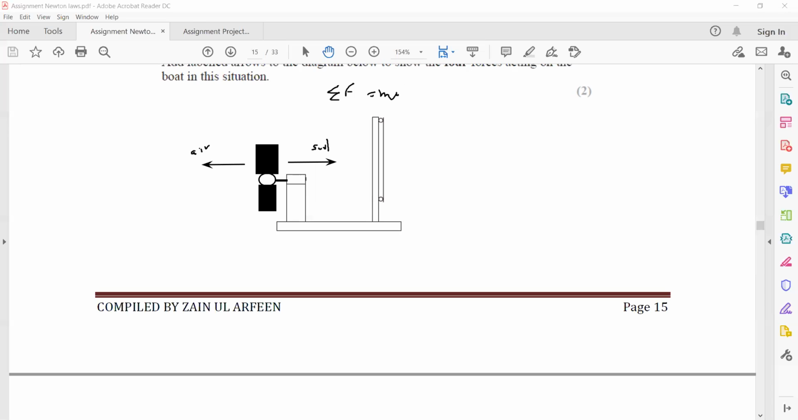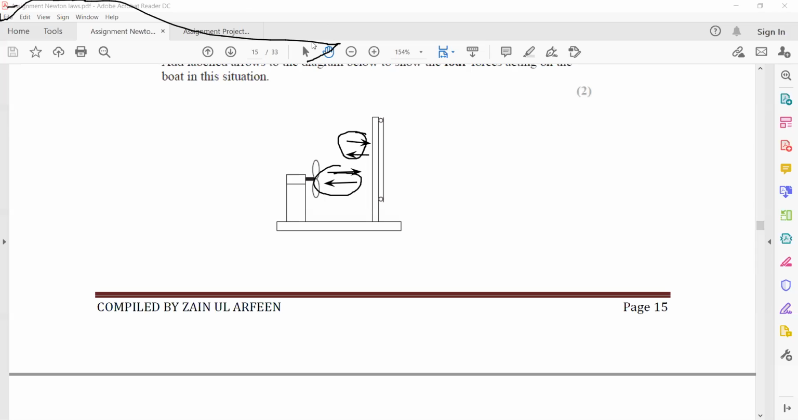Previously, why was it not accelerating? Because the fan is pushing the air, and the air is pushing the fan. But because there is also a sail, there is a force of air on the sail, and a force of sail on the air. So this does not create any resultant. As this does not create any resultant, what will happen? It will not move.